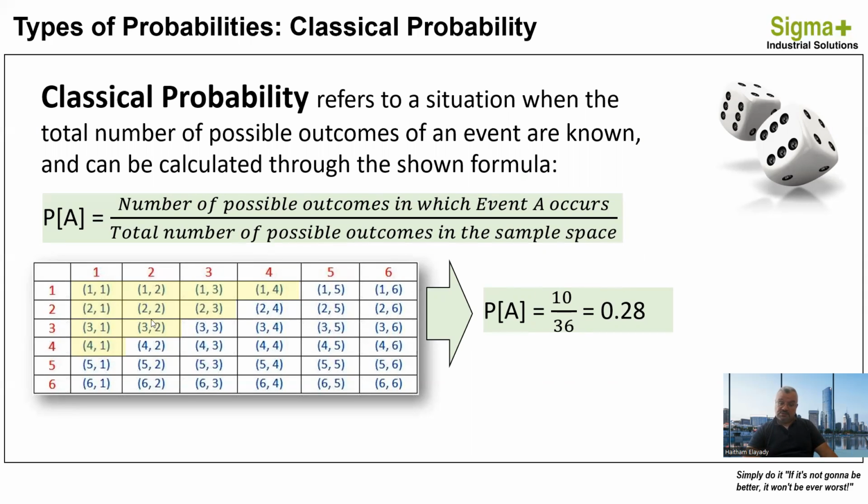divided by 36. So 10 is the number of the possible outcomes. You can see we have 1, 2, 3, 4, 5, 6, 7, 8, 9, 10. And the total possible outcomes are 36. You have 6 horizontally and 6 vertically, 6 multiplied by 6, so it's 36. So the probability that I could have a number of 2, 3, 4 or 5 will be 10 divided by 36, which is equal to 28%.